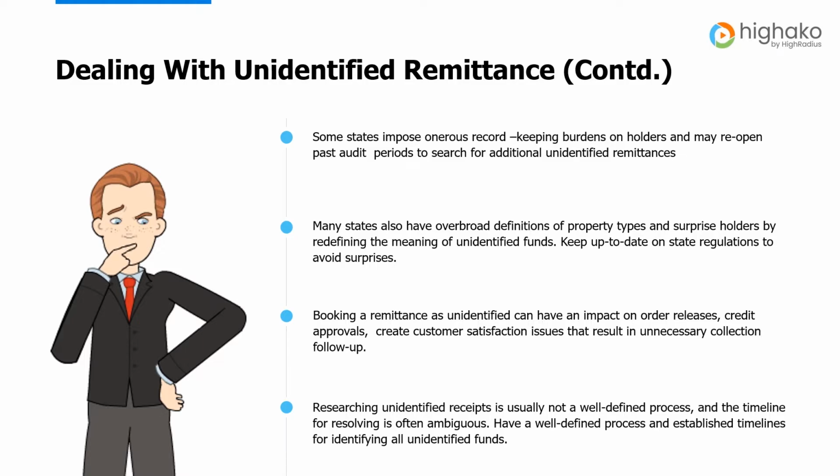Obviously, the states need all the revenue they can get, and this is one way that their state auditors do this. Unfortunately, they won't test your entire portfolio. They'll take a sample, and if that sample has a 20% error rate of unapplied, unidentified remittances, they apply that to your entire portfolio, and that can be real burdensome to try to untangle.